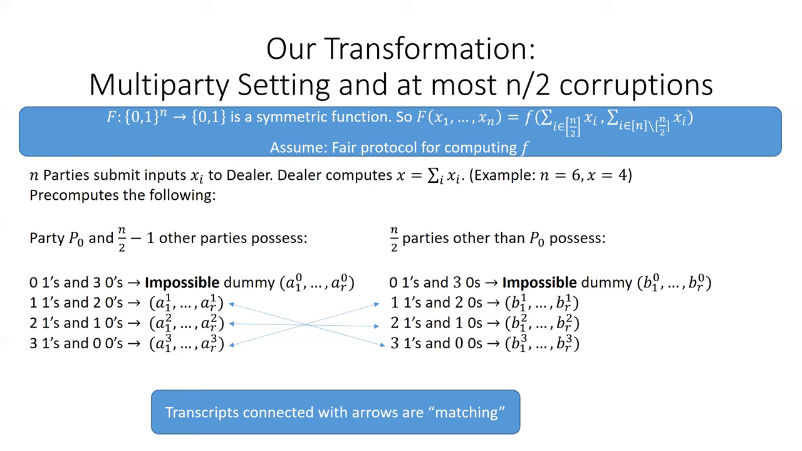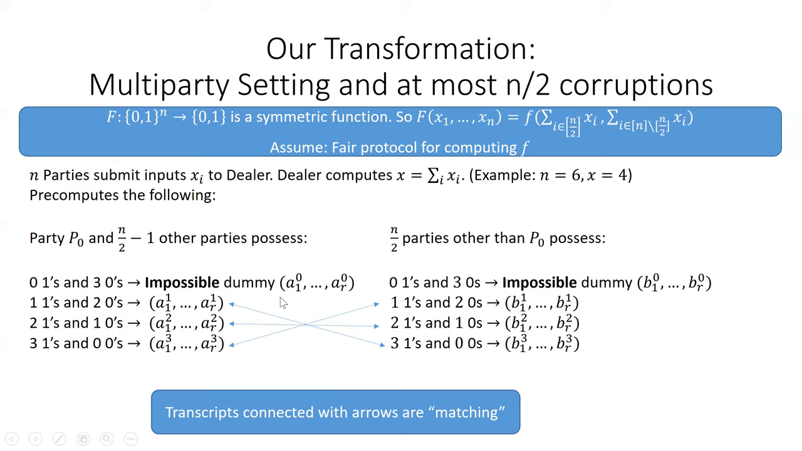So at a high level, what the dealer is going to pre-compute is transcripts for all possible inputs for party P0. So in the case of n equals 6 parties, the inputs for P0 can be anything from 0 to 3. And all possible inputs for party P1, again, all possible values from 0 to 3. In some cases, we'll have a matching transcript. So for example, if party P0 holds the value 1, it must be that party P1 holds the value 3. And so the A_i's that the dealer pre-computes for this case will be matching.